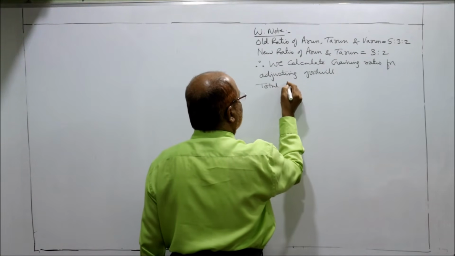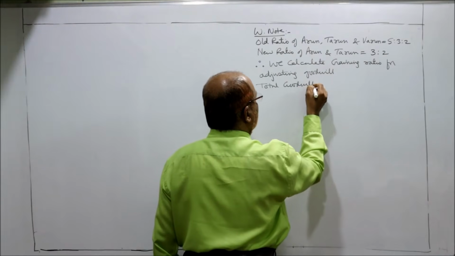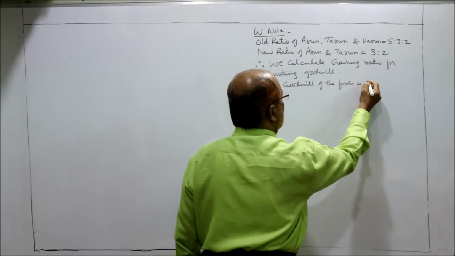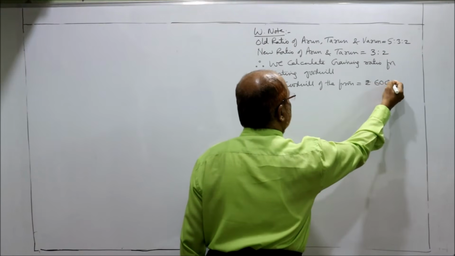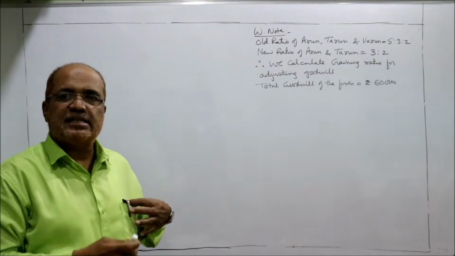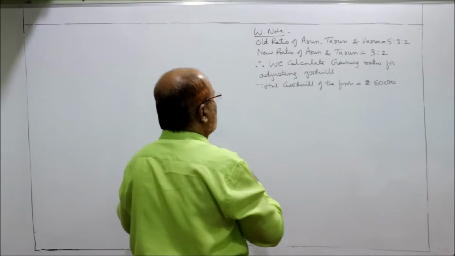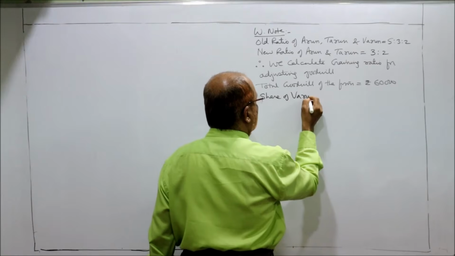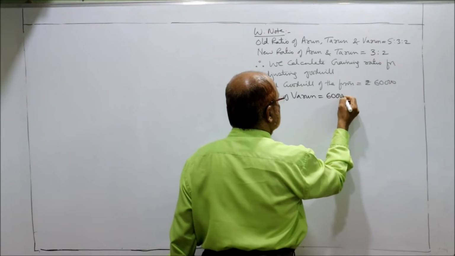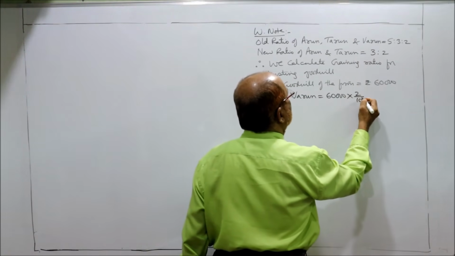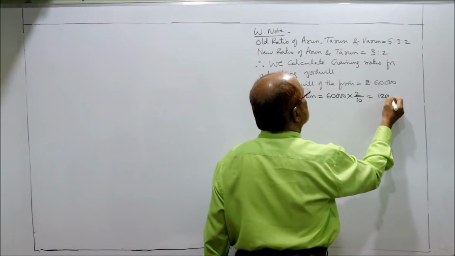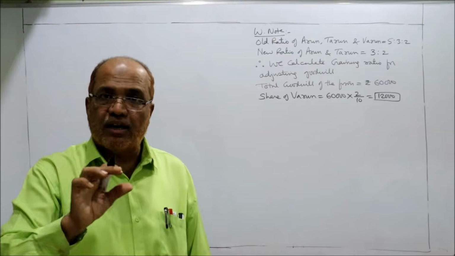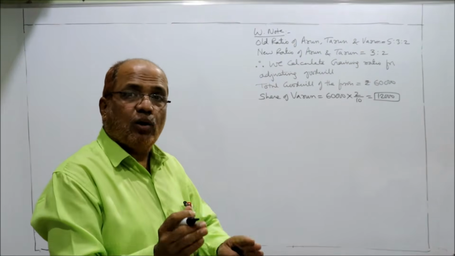Total goodwill of the firm is equal to 60,000 given in the problem. Total goodwill of the firm is 60,000. Now share of Varun is equal to 60,000 into 2 by 10 is equal to 12,000. 12,000 rupees is the share of goodwill of the retiring partner Varun. His account should be credited.